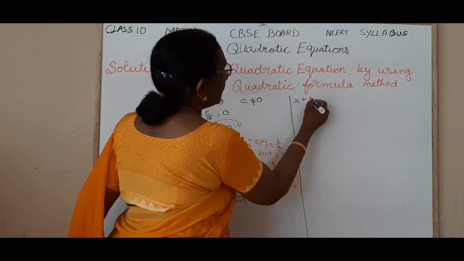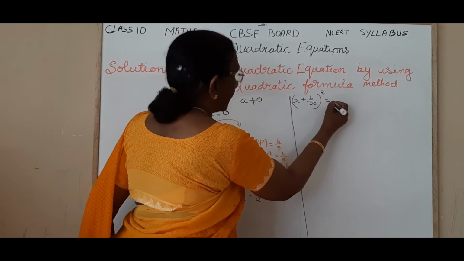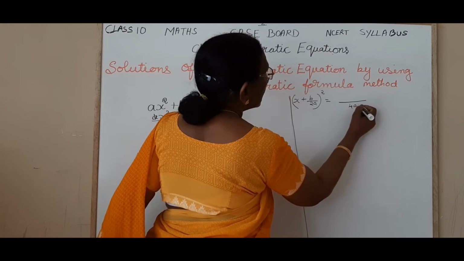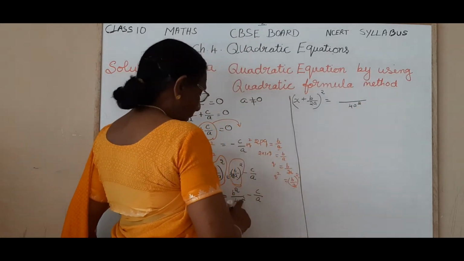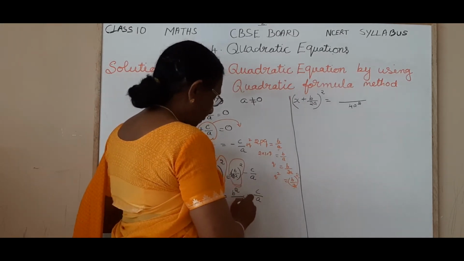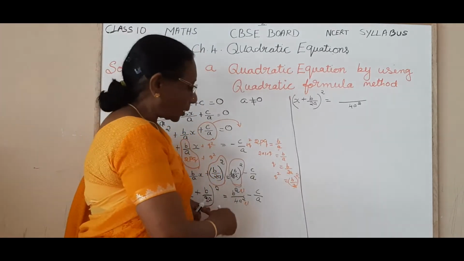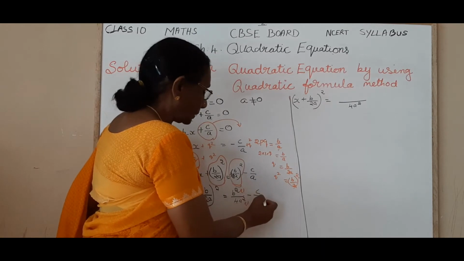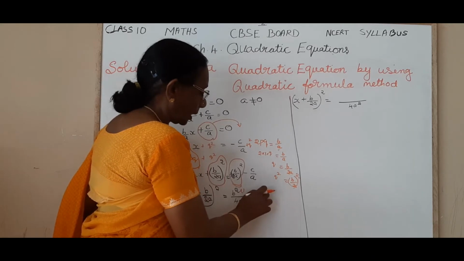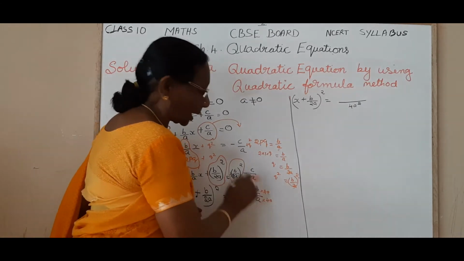X plus b by 2a the whole square is equal to, 4a squared is the common denominator. So you have to multiply this by 1, this into 1, this into 1. We get 4a squared is already in the denominator. So now what should you do? You have to multiply this by 4a, so that here the denominator will be what? 4ac. No, not 4ac, it will be 4a squared.